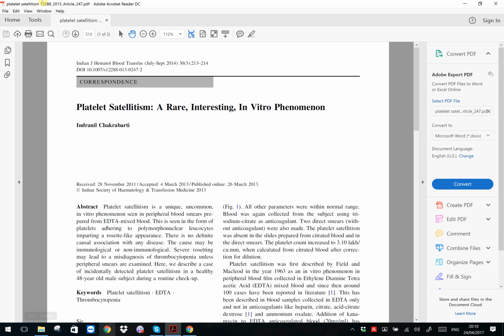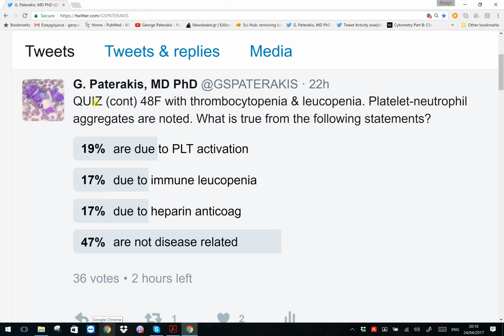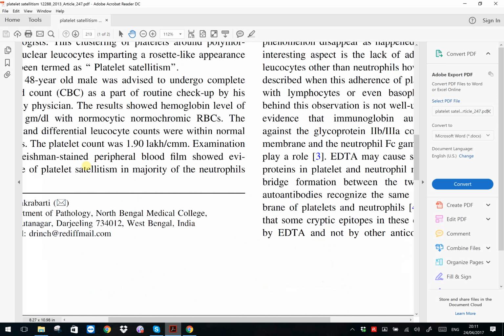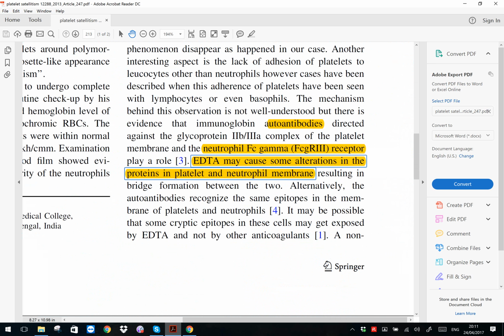So, what are we going to say about all these options we have here? Are platelets activated in the satellite around the neutrophils? Is there an immune mechanism of leukopenia? Is heparin responsible? Or is it not disease related? If we see this nice review concerning platelet satellitism, here we can see that this mechanism is an in vitro phenomenon.